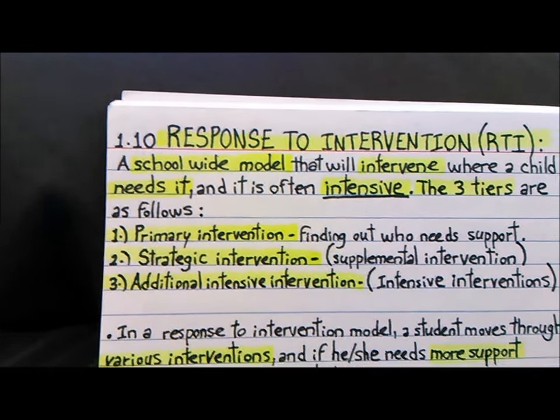The report's Big Five critical areas of reading instruction are explained in the following sections. The Big Five, what are those? Well, phonemic awareness, phonics, fluency, comprehension, and vocabulary.